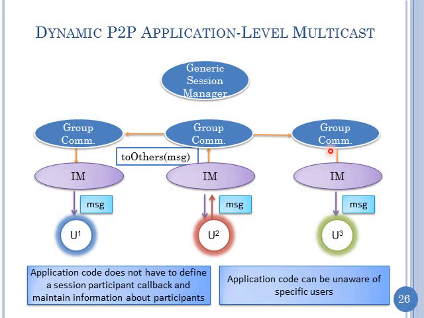Now, I used the word application level multicast. Why that adjective? So you guys see why it's multicast? The same message is going to multiple recipients. You made one call and multiple messages went. Why is it application level? And what's the opposite of application level?